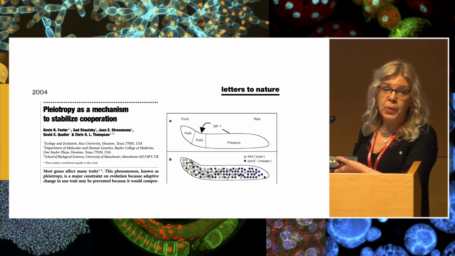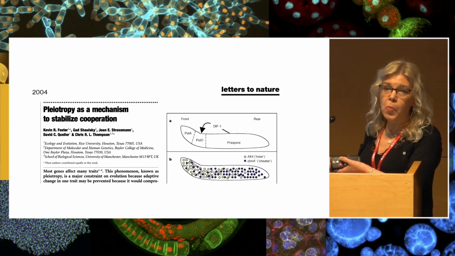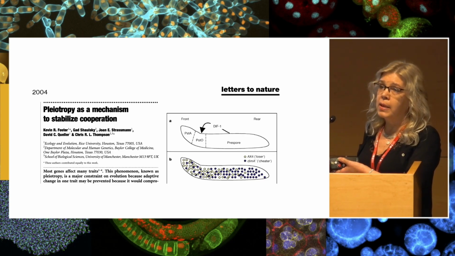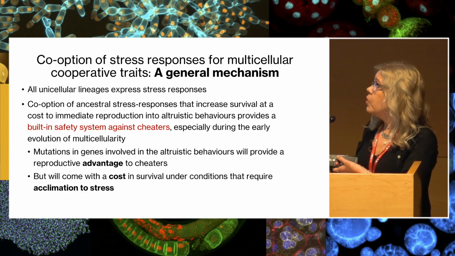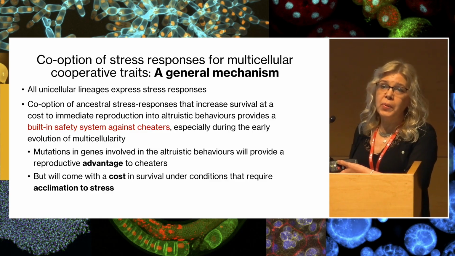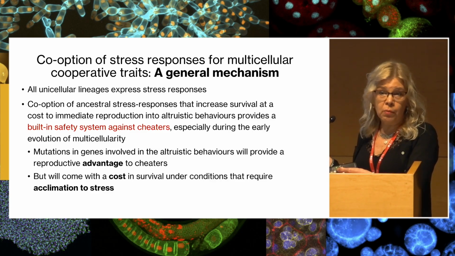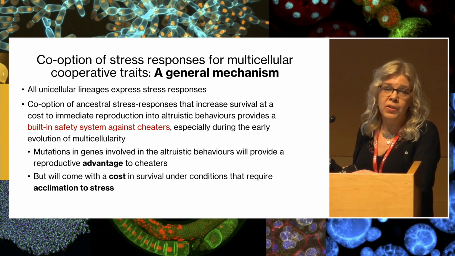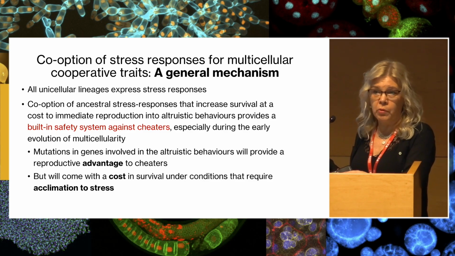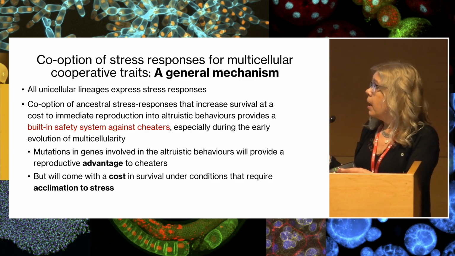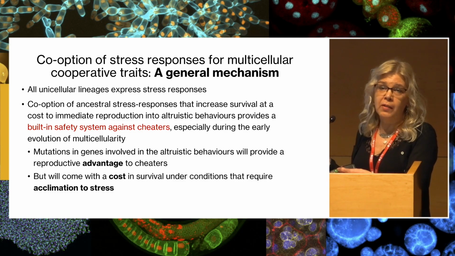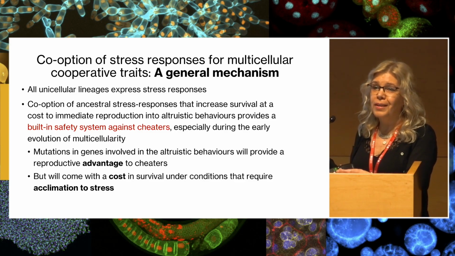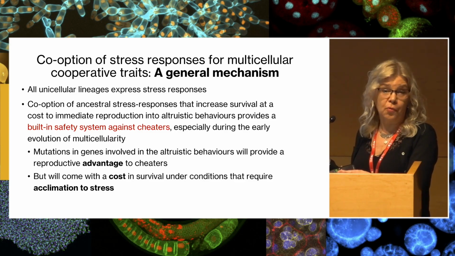This idea of pleiotropy as a way to stabilize cooperation has been proposed a while back in the Dicty model system. What I'm suggesting is that co-opting stress responses could actually be a more general mechanism to stabilize cooperation, because all unicellular lineages have to be able to suppress their reproduction in response to stress. So if such mechanisms have been co-opted in other lineages into somatic cell differentiation, this co-option actually allows you to evolve a built-in safety system for free.